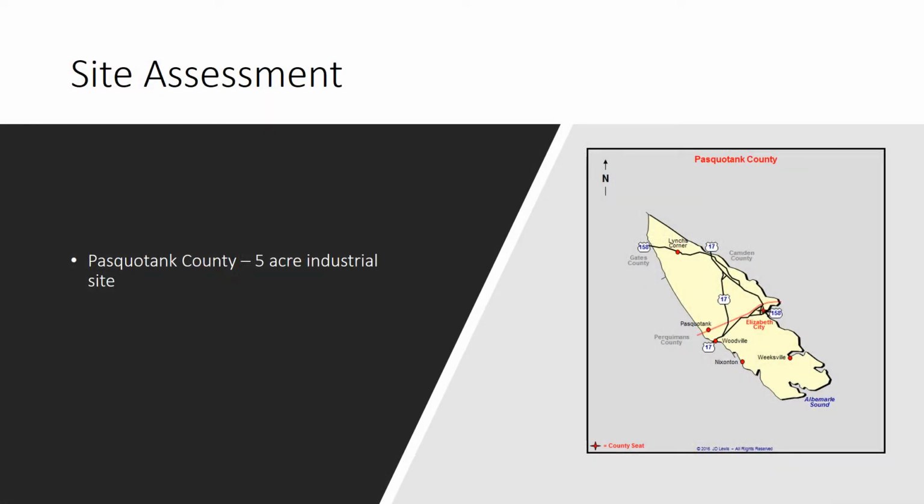Site Assessment. Pasquotank County is a 5-acre industrial site located near the Pasquotank River. The only major city surrounding this county would be Elizabeth City, which is located in the northeastern part of North Carolina.